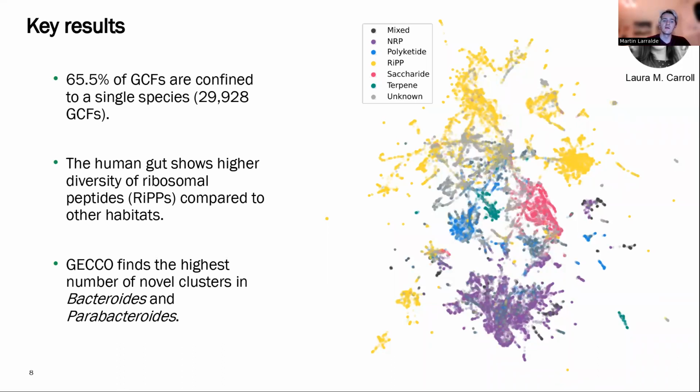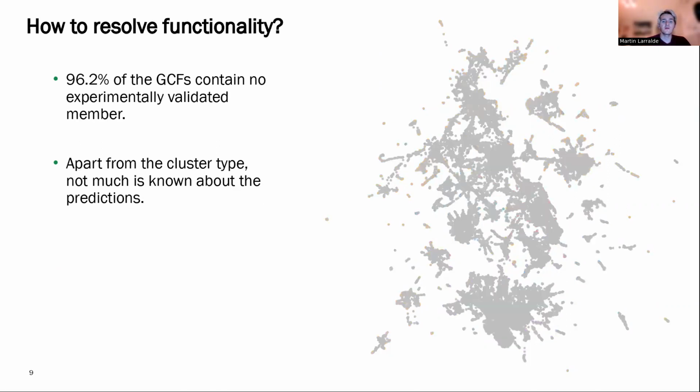In terms of key results, we showed that roughly two thirds of the gene cluster families are confined to a single species, that the human gut shows a higher diversity of ribosomal peptides compared to other habitats like soil or marine environments, and that GECKO finds the highest number of novel clusters in Bacteroides and Parabacteroides, where we selected candidate clusters for validation. However, despite all these predictions, it's still hard to resolve the functionality of these gene clusters. More than 96% of the gene cluster families contain no experimentally validated member, and apart from the cluster type, not much is known about the prediction.